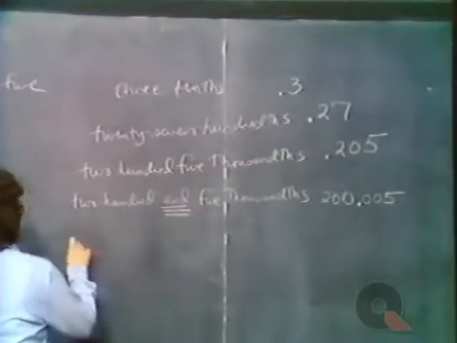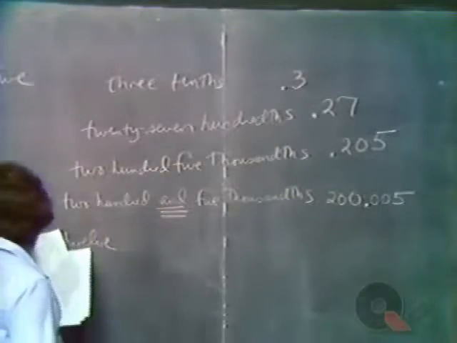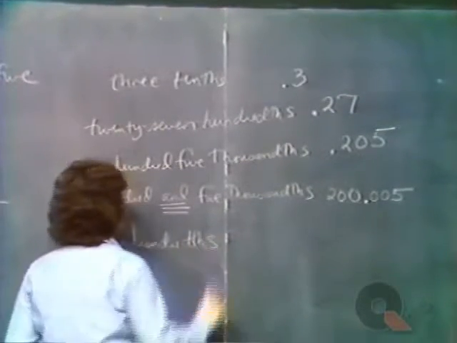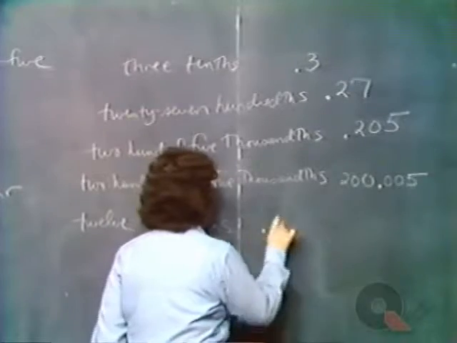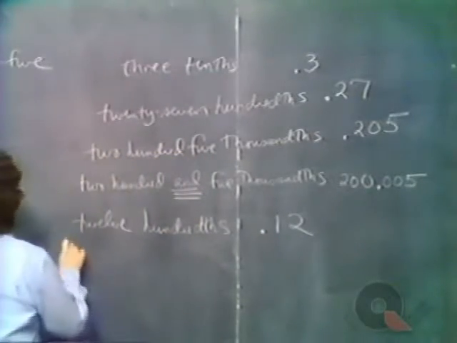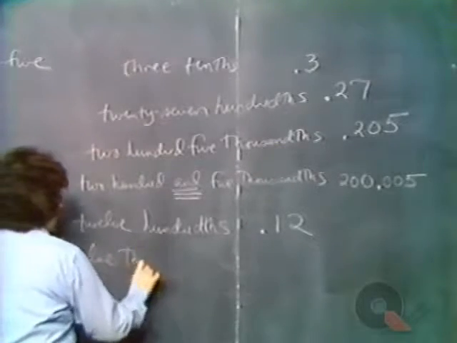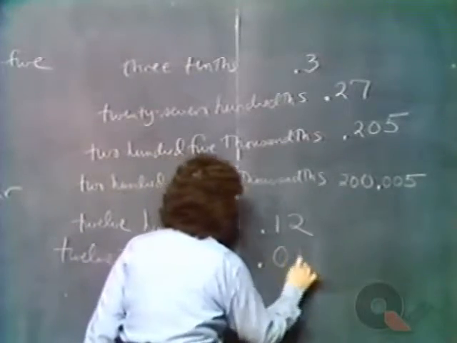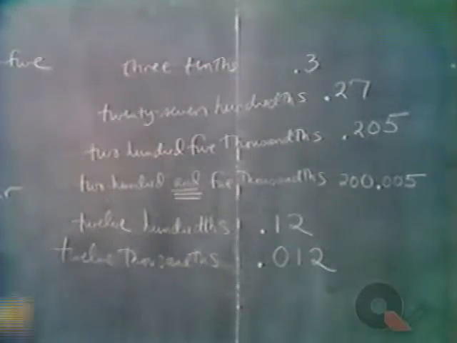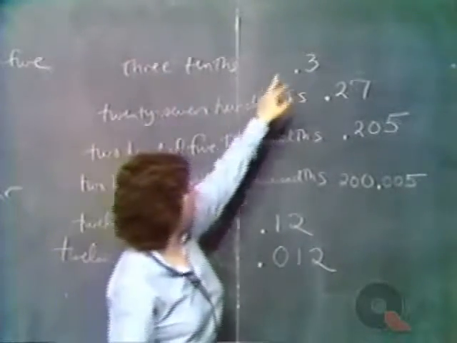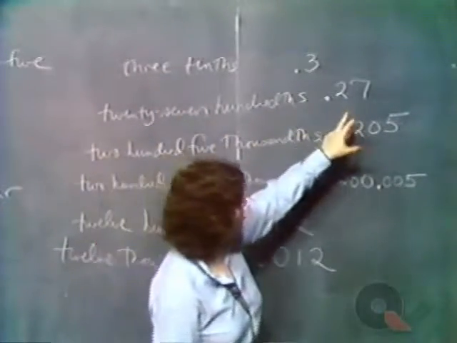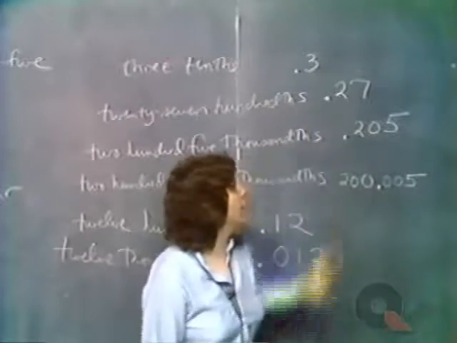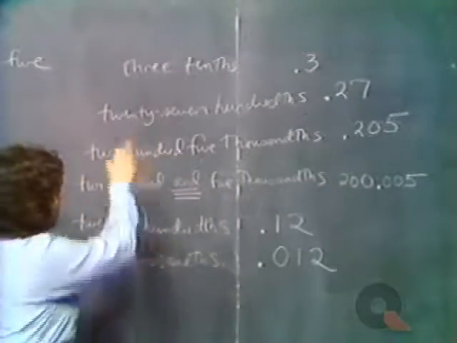Okay. 12 hundredths would be 0.12. 12 thousandths would be 0.012. Okay, so don't feel that we've just been lucky here. 3 tenths, 0.3, 27 hundredths, 0.27, 205 thousandths, 0.205. In other words, we've just been putting a decimal point and writing the number the way it was, because it turned out that we had the right number of digits.